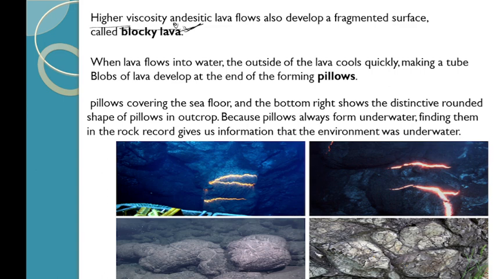Andesitic lava. Asterisk mark this. Andesitic lava is highly viscous, so the lava makes a fragmented surface, and this form is called blocky lava. It's not moving much. The volcano erupted, but the lava is highly viscous, so it is not moving far.